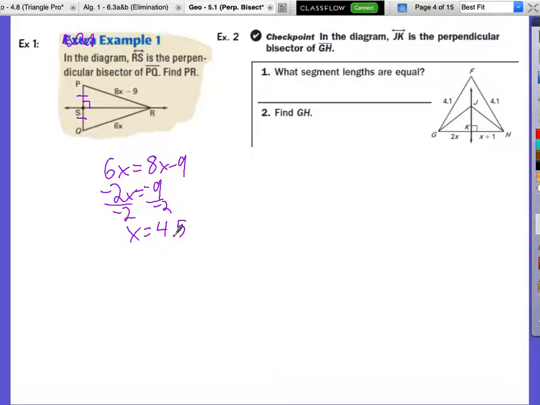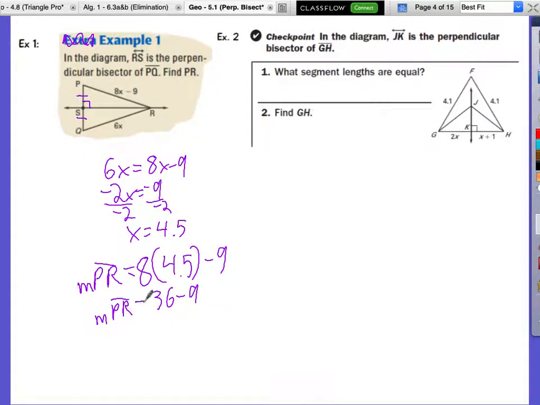So what do we do to find PR? Put it in the expression 8x minus 9. So 8 times 4.5 minus 9. What is 4.5 times 8? 36. 36 minus 9, which is 27. So the measure of segment PR is 27.